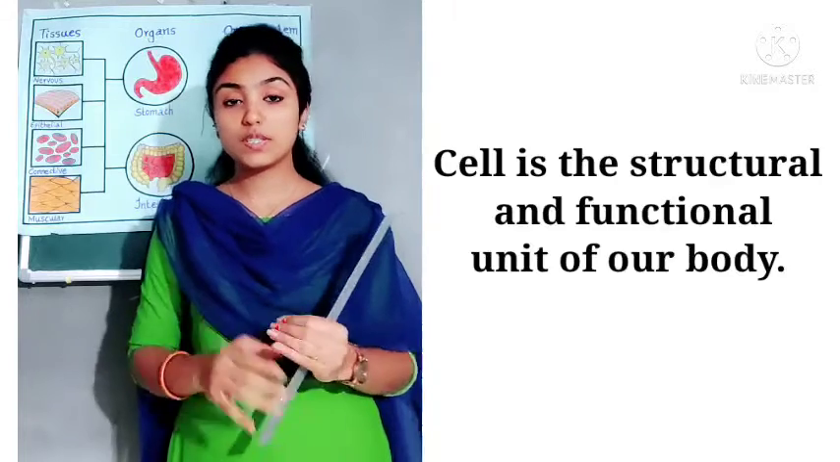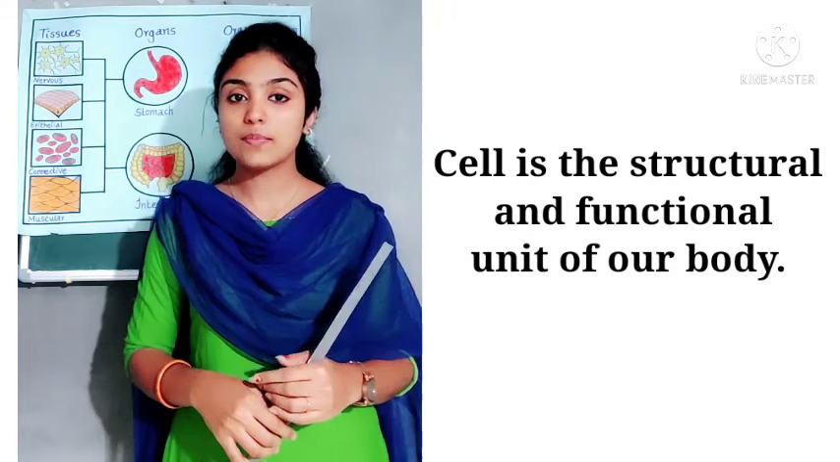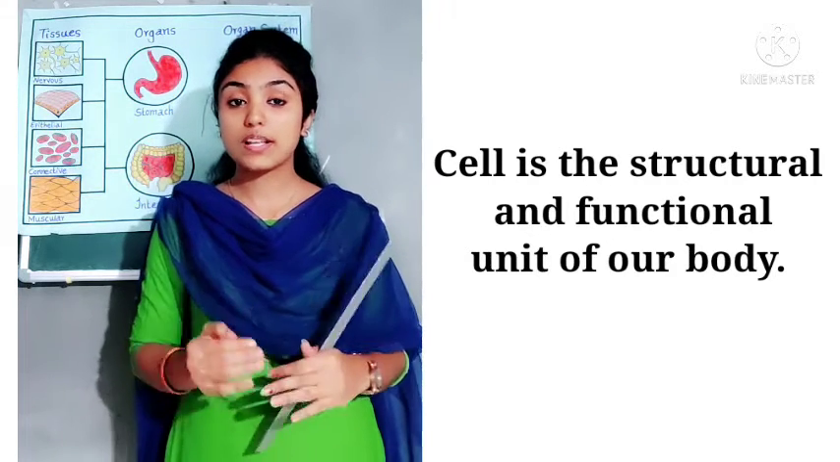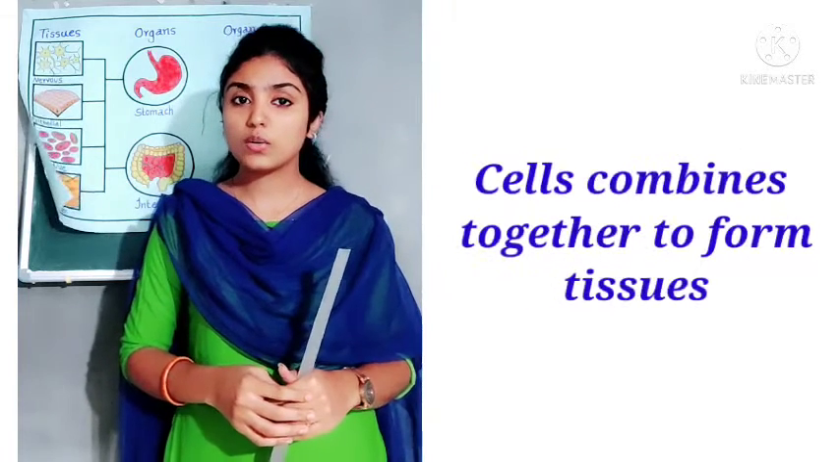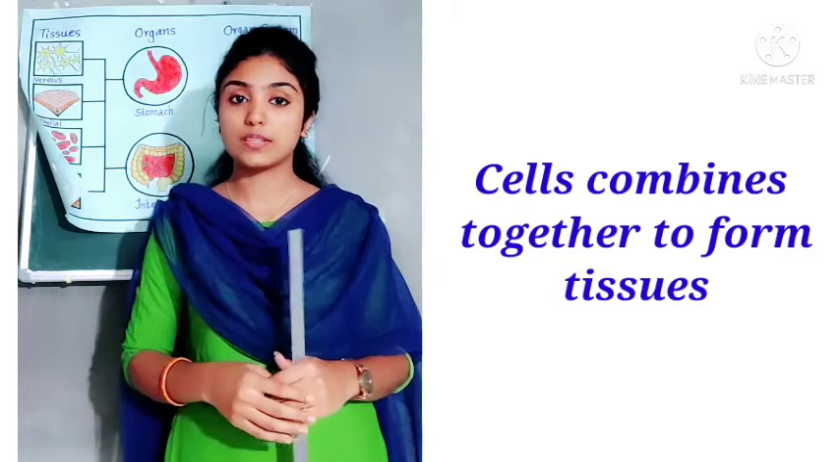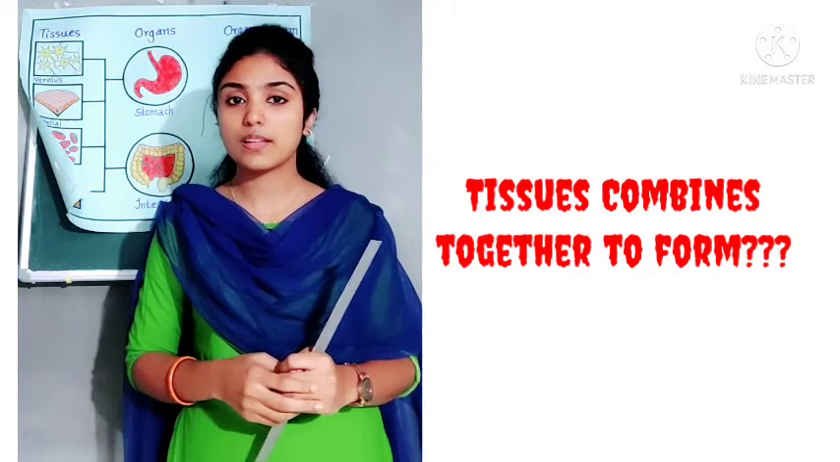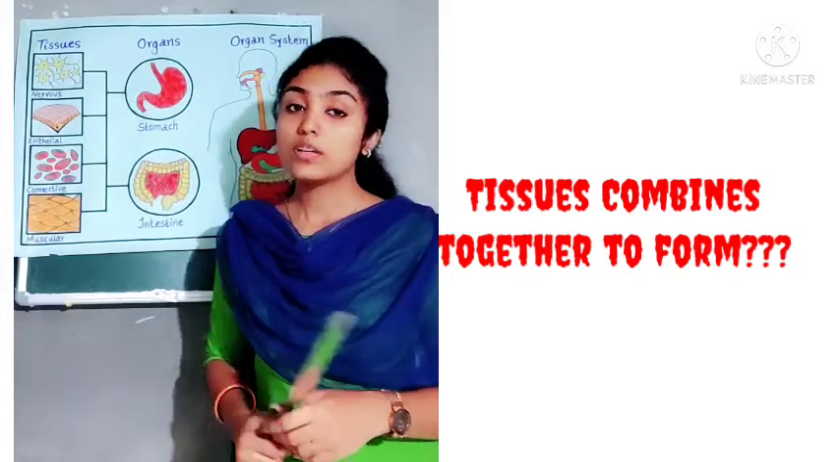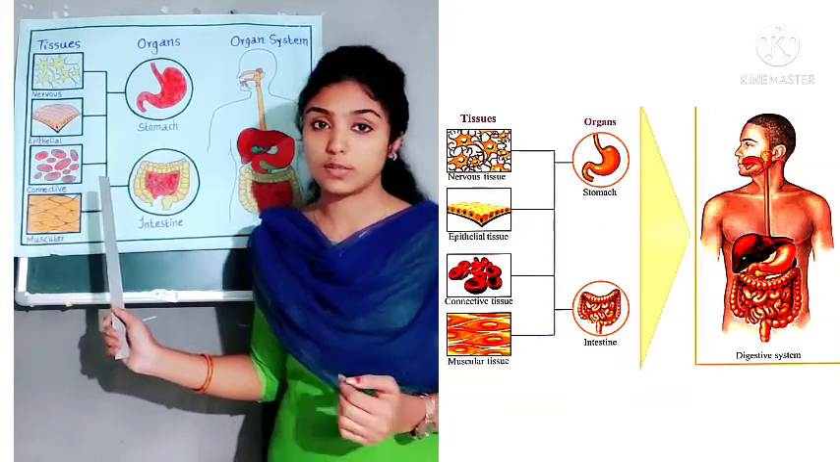So in the beginning of this chapter, we studied about the cell. So what is a cell? Cell is the structural and functional unit of our body. And we know that cells combine together to form tissues. Then what happens if tissues combine together? Let us find out. Now look at this picture. The same illustration is given in your textbook also.